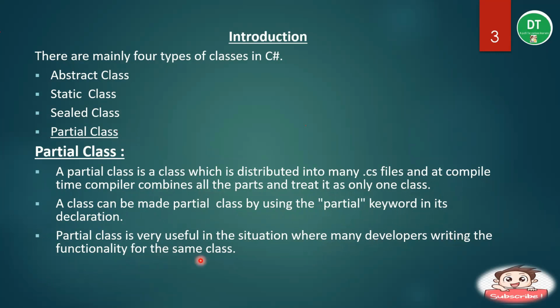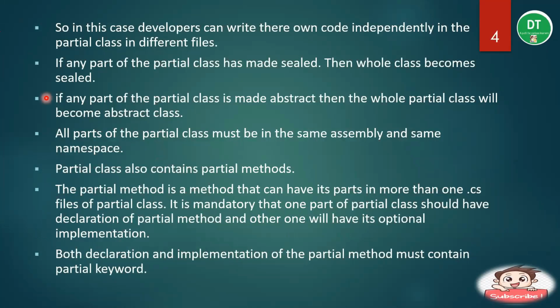A partial class is a class whose parts are present in many files, so we can have the parts of the same class in different files, and different developers can work independently if the project is very big. They write different functionalities in the same class, but the file in which each part is present will be different. So the developers can work independently of each other and write the functionality for the same class.